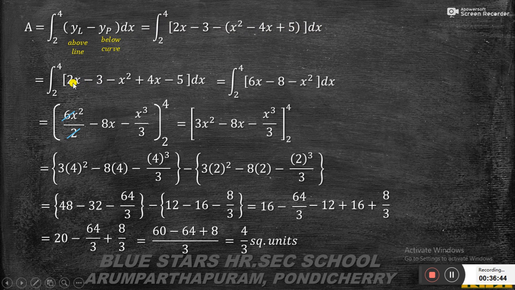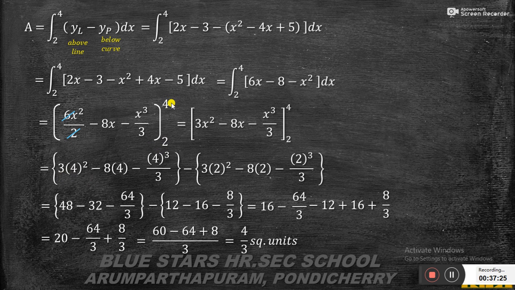So the integral from 2 to 4 of (2x minus 3) minus (x squared minus 4x plus 5) dx. Distributing the minus sign: 2x plus 4x is 6x, minus 3 minus 5 is minus 8, minus x squared, dx. Now we integrate: 6 times x squared by 2, minus 8x, minus x cubed by 3, with limits 2 to 4.